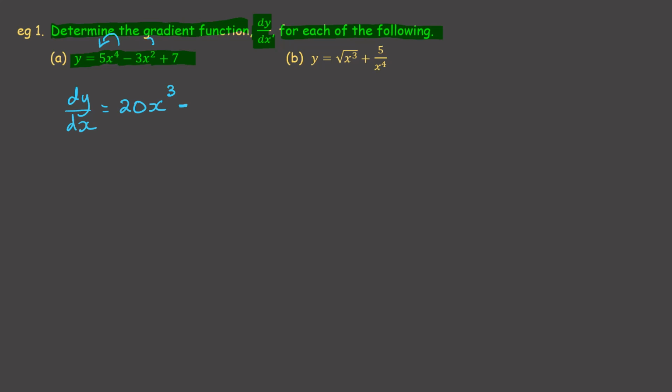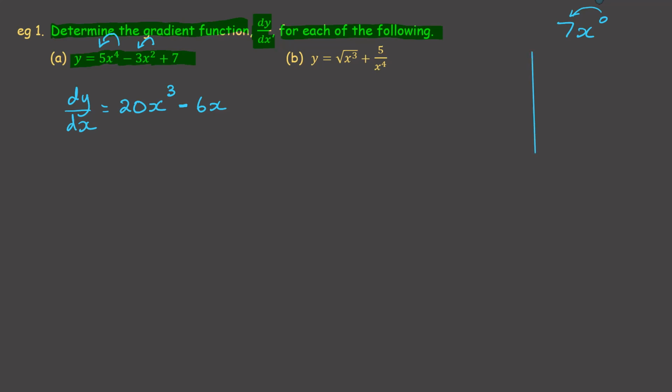Going to do the same thing here. 2 comes and multiplies the 3, and the power goes from 2 to 1, and we don't normally write the 1. Now with the 7, that's 7x to the 0. 0 comes down and multiplies, and we get 0. So the constant term just disappears when we differentiate.